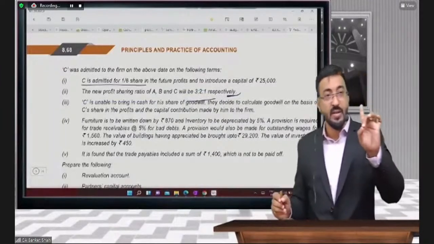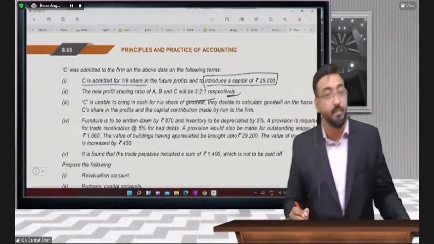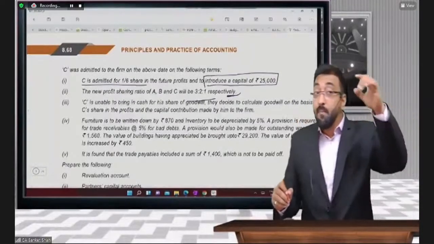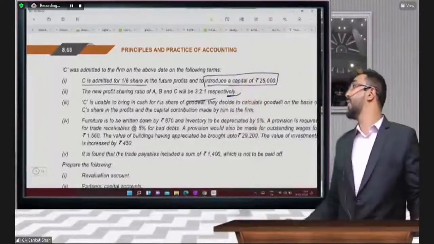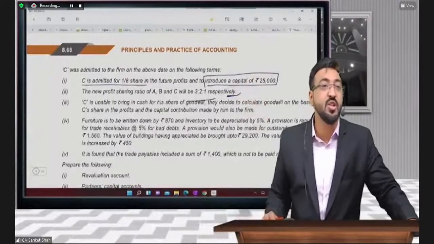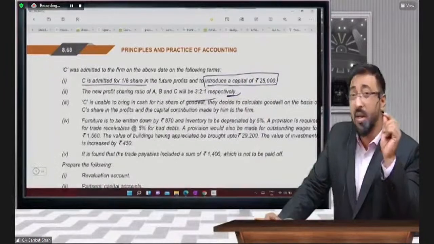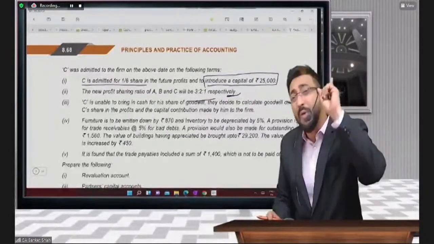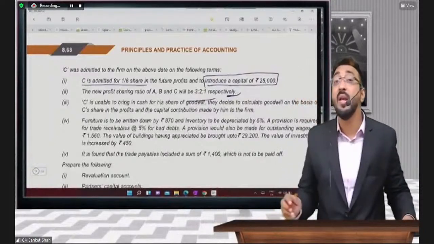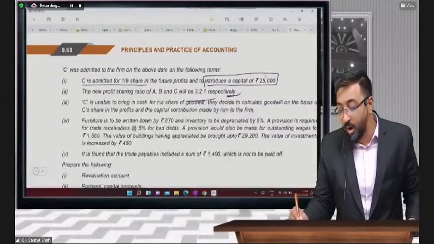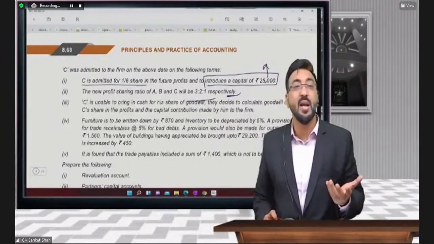1/6 share is given in the question, sir. And he introduced only capital. In last question, he brought 50,000 towards capital and 10,000 towards goodwill. But sir, in this question, 25,000 rupees, understand it quickly. This 25,000, he brought only towards capital. Whether it will be distributed, tell me in the comment section. Whether it will be distributed in the sacrificing ratio or not. ये distribute किया जाएगा क्या sacrificing ratio में?